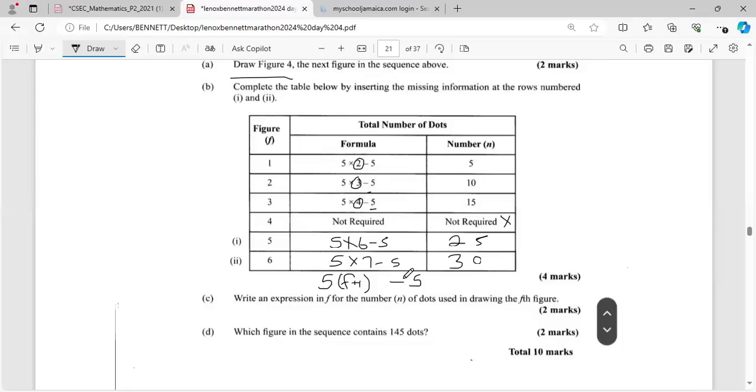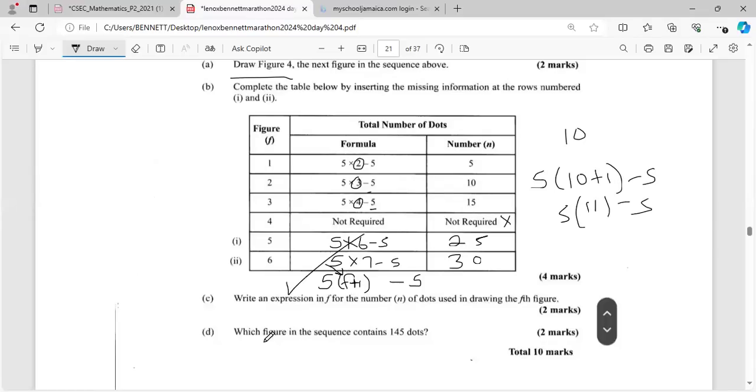This is kind of weird, you know, because you work out the bracket first, right, and then your times. But this is going to be a number. Say, for example, a figure 10, right? That comes up as 5 times 10 plus 1. You work out the bracket first, then you get 11. So that'll be 5 times 11, and you minus 5. The F only represents whatever number you want, right?